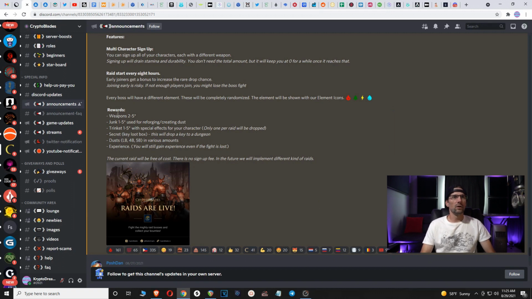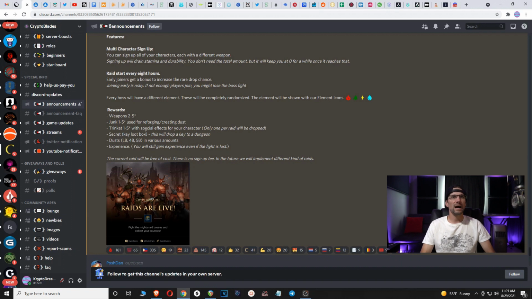All right, so rewards. Weapons, 2 to 5 star. Junk, 1 to 5 star, used for reforging, creating dust. Trinket, 1 to 5 star, with special effects for your character. Only one per raid will be dropped. So that's extremely rare. Thousands of people join these raids. So if you get that trinket, holy moly, you're stoked. You're going to be loving life. I know I will be if I get one. I hope to God that I get one.